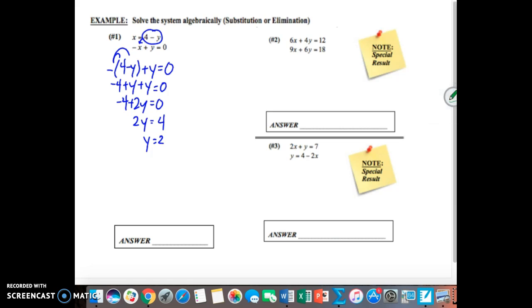Now, when y equals 2, we need to determine the x value. So we will use the first equation. So we'll say x equals 4 minus y, which is 2. So x equals 4 minus 2. Since 4 minus 2 is 2, we have x equals 2. So this ordered pair is (2, 2). So we know there is one solution, and the lines are intersecting. So we can say one solution, intersecting lines.